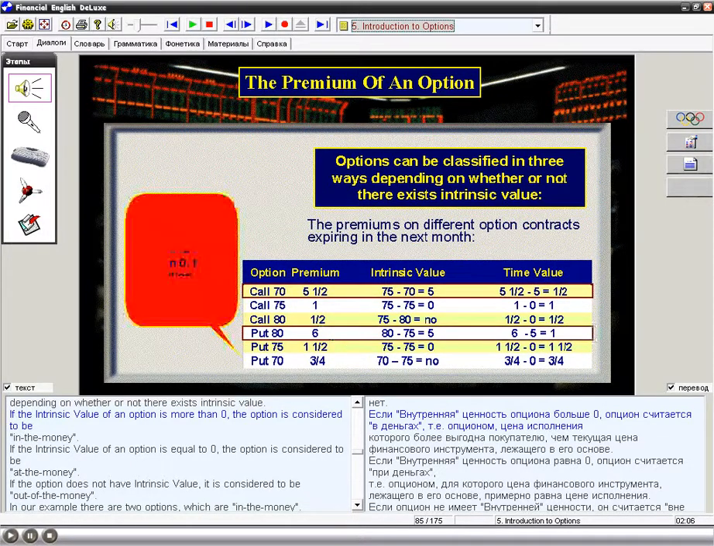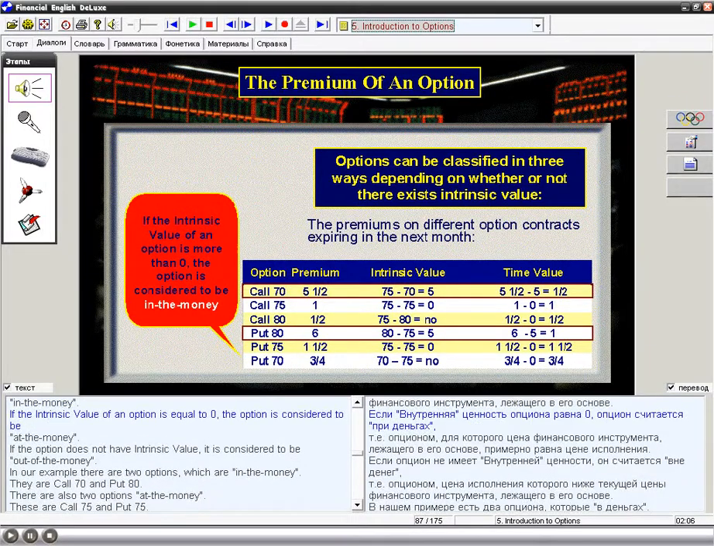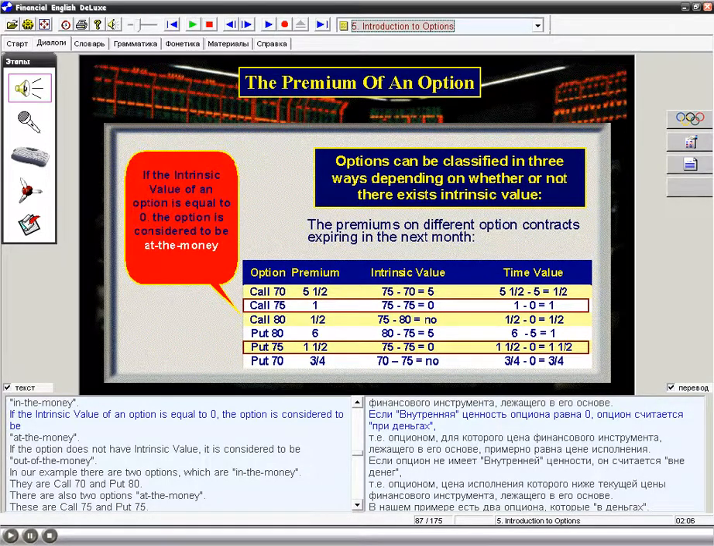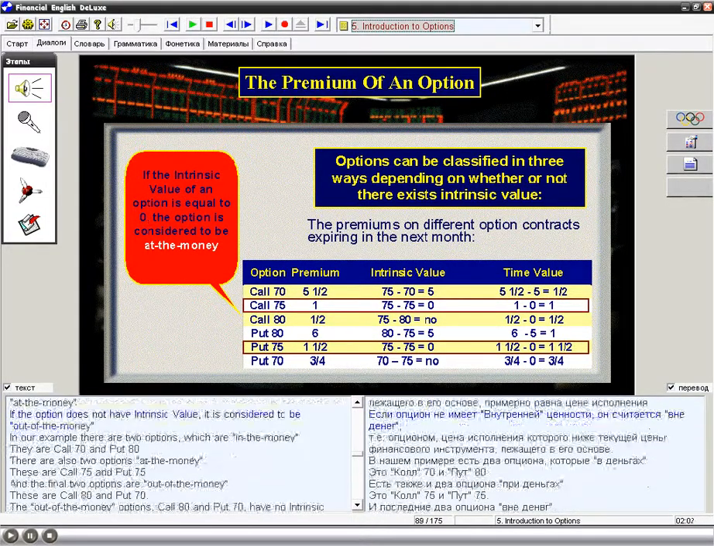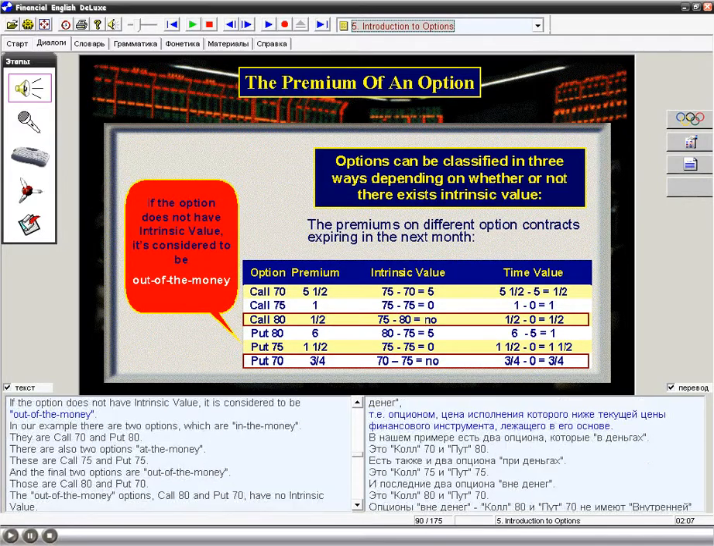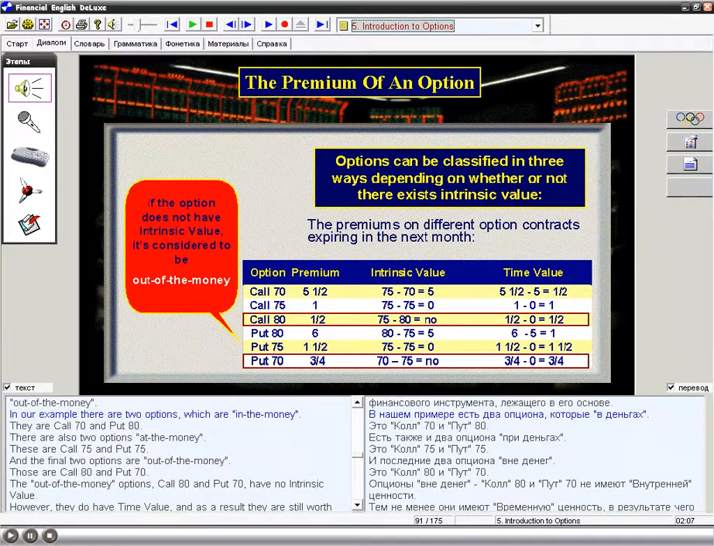If the intrinsic value of an option is more than 0, the option is considered to be in the money. If the intrinsic value of an option is equal to 0, the option is considered to be at the money. If the option does not have intrinsic value, it is considered to be out of the money.